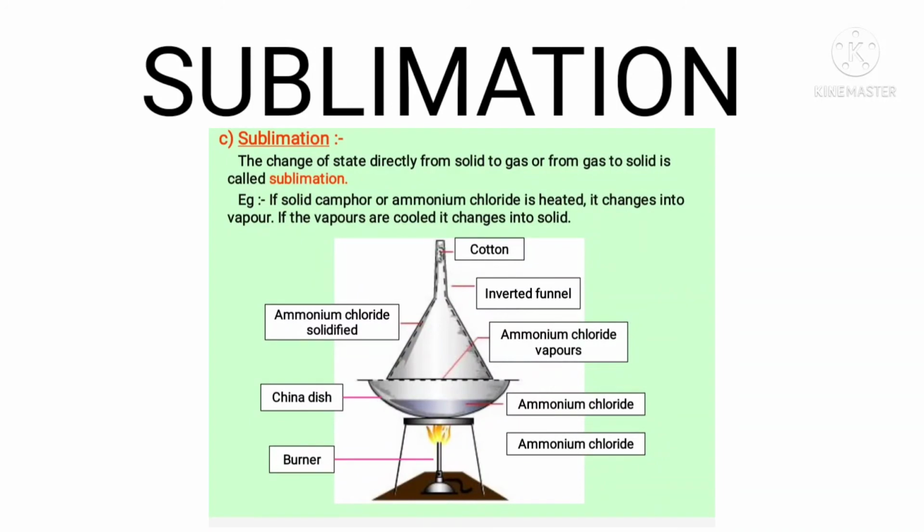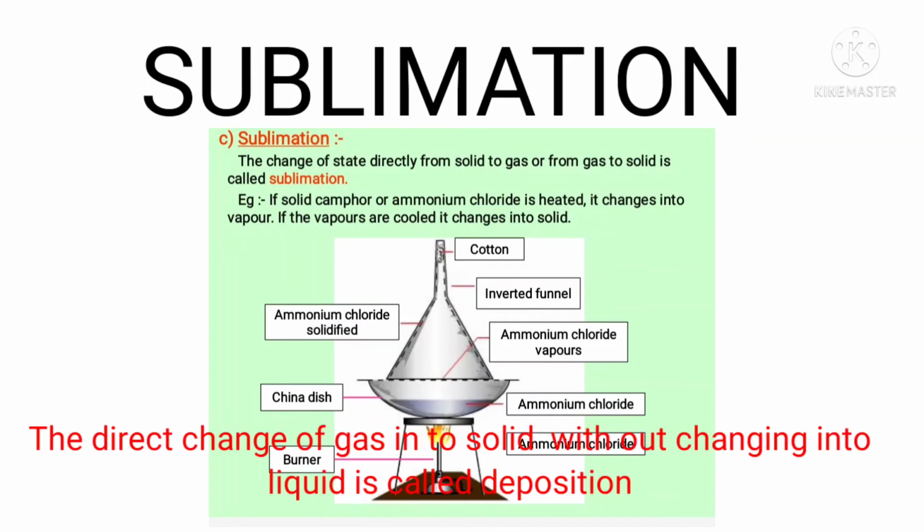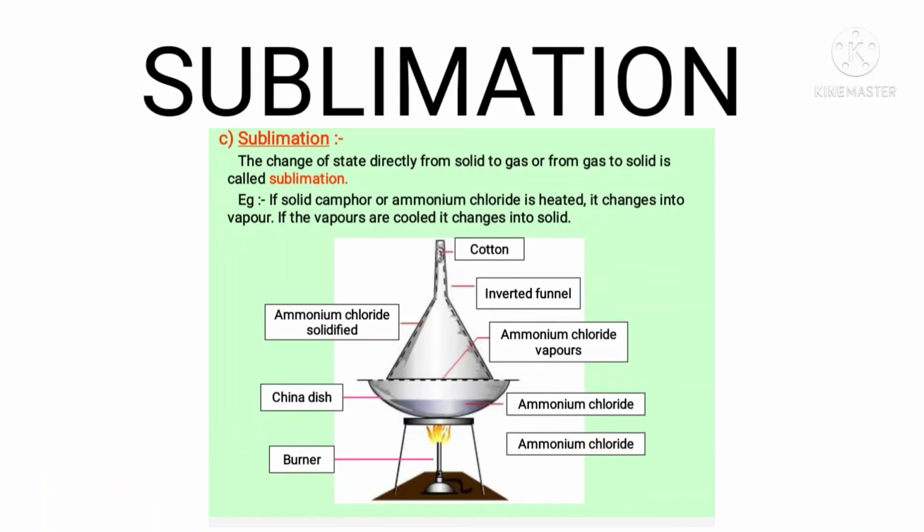Sublimation. A change of state directly from solid to gas without changing into liquid state is called sublimation. And the direct change of gas to solid without changing into liquid is called deposition. That is, the changing of a solid directly into vapor and changing of a vapor directly into solid are also called sublimation and deposition. For an example, ammonium chloride undergoes sublimation.